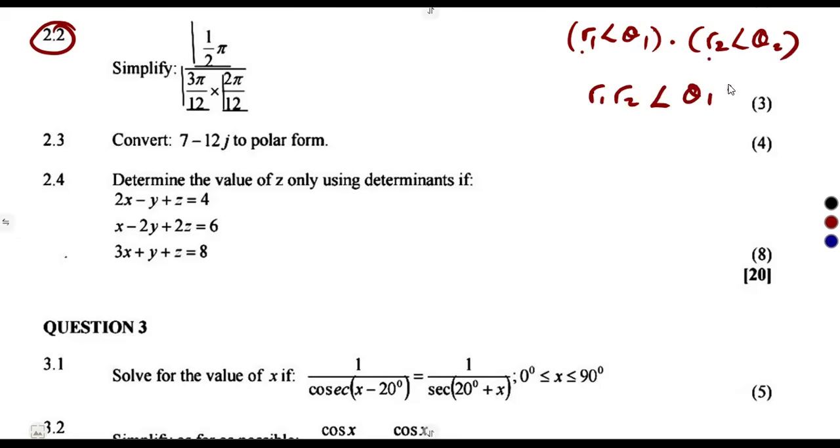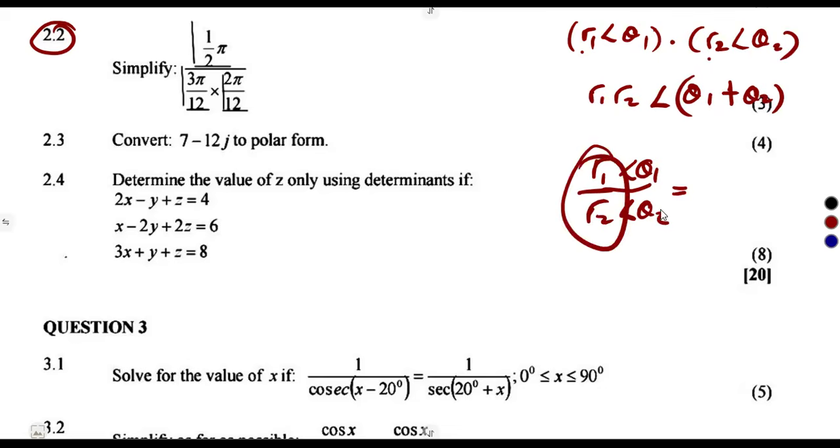Theta 2. You add your arguments, theta 1 and theta 2. For a division, what is that you do? Let's say we are given these two in polar form and they're under a division. The numbers, you divide them as they are on their own, r1 over r2. The angles, you subtract, theta 1 minus theta 2.